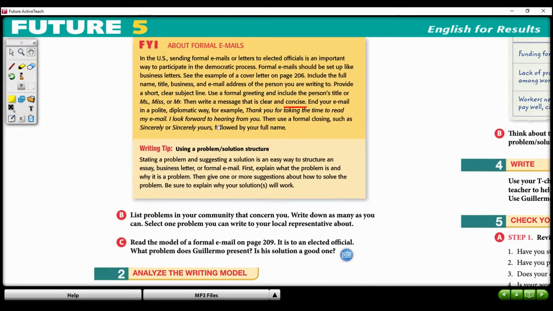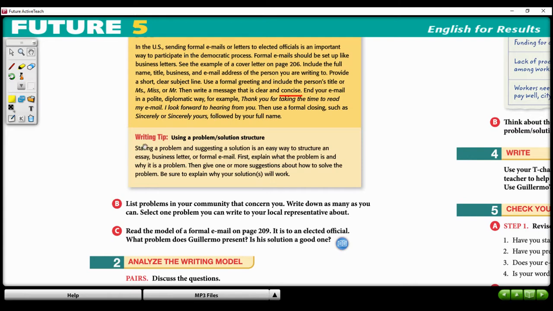Okay. Now, the writing tip. We're going to be using something that's called a T-chart. And so because you're writing about a problem, you also need to suggest some solutions. Okay. So using a problem solution structure. Stating a problem and suggesting a solution is an easy way to structure an essay, business letter, or formal email. First, explain what the problem is and why it is a problem. Then give one or more suggestions about how to solve the problem. Be sure to explain why your solutions will work.